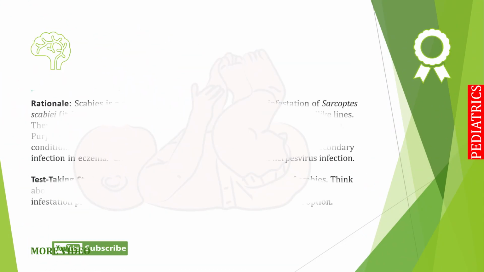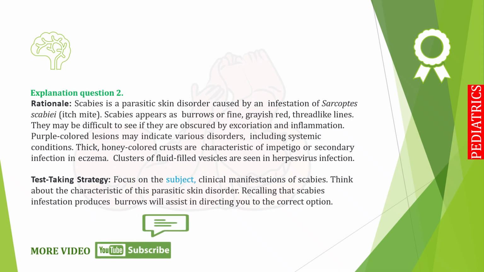Explanation. Question 2. Rationale. Scabies is a parasitic skin disorder caused by an infestation of Sarcoptes scabiei, the itch mite. Scabies appears as burrows or fine, grayish-red, thread-like lines. They may be difficult to see if they are obscured by excoriation and inflammation.